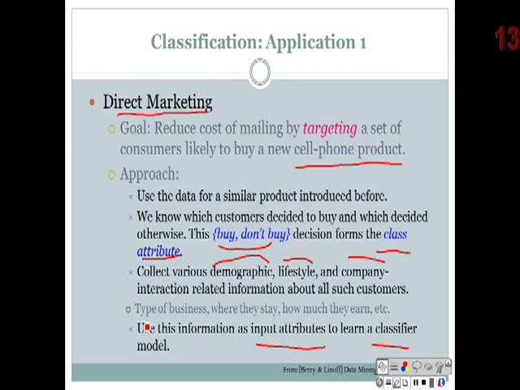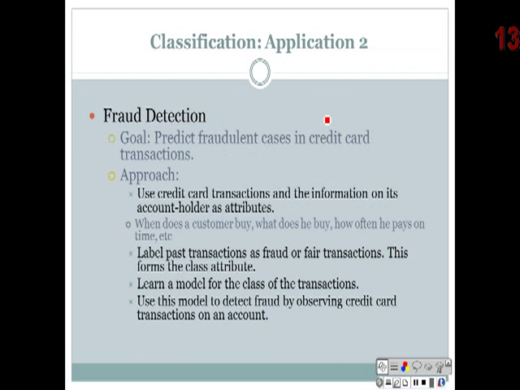And as we said, the classifier in this case predicts whether the customer is going to buy or will not buy, and the goal is to send mail only to those, otherwise it would be very costly for the company to send mail to all the residents of that area. So they only want to send useful mails to those customers who most likely are going to buy a cell phone. So this is one type of application.